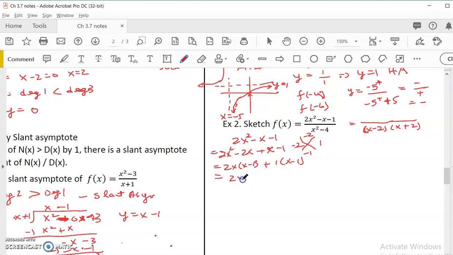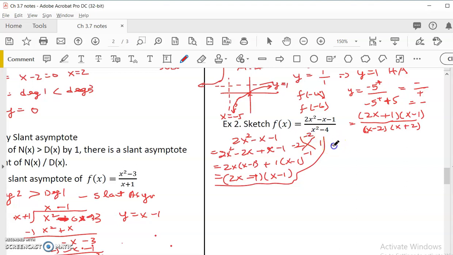Factor totally is 2x plus 1, x minus 1. Oh, yeah, my writing pad is not very good. So we can write it as 2x plus 1, x minus 1. Okay, so are there any common factors? There's no common factor. So get this out of the way.